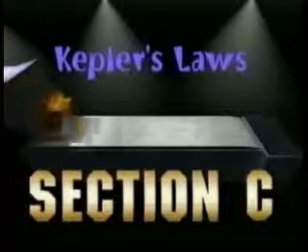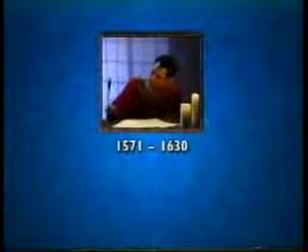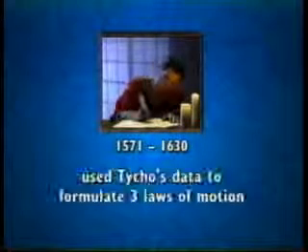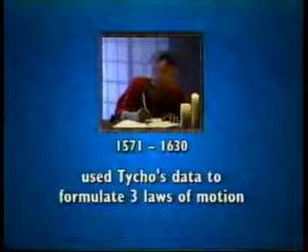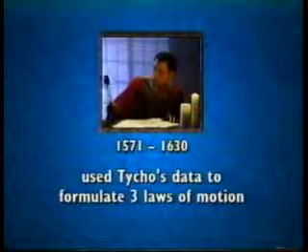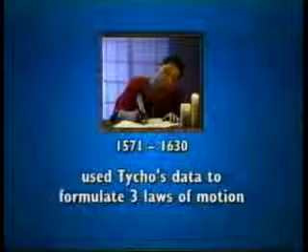Section C. Kepler's Laws. Kepler lived from 1571 to 1630. In this time, he used Tycho's data to formulate 3 descriptive laws of motion. He didn't explain why things worked, just how.